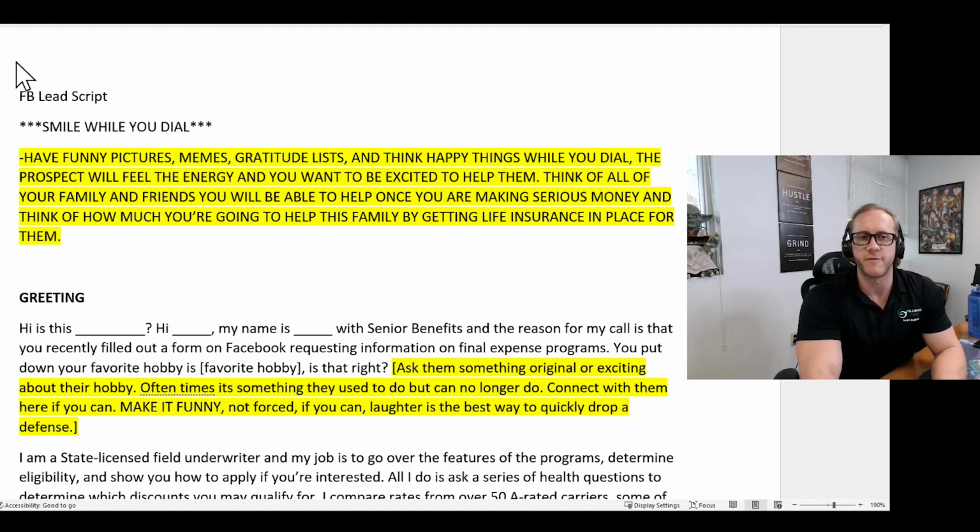So first off, right off the bat, the most important thing is that you smile while you dial. So you want to be in a good mood and have a good attitude and be enthusiastic when you're calling your clients, because they're 100% going to hear that. Now, like I said before, a lot of these people may be grouchy, they may be grumpy, they may be sitting on Facebook all day, they may be triggered from a Facebook post.